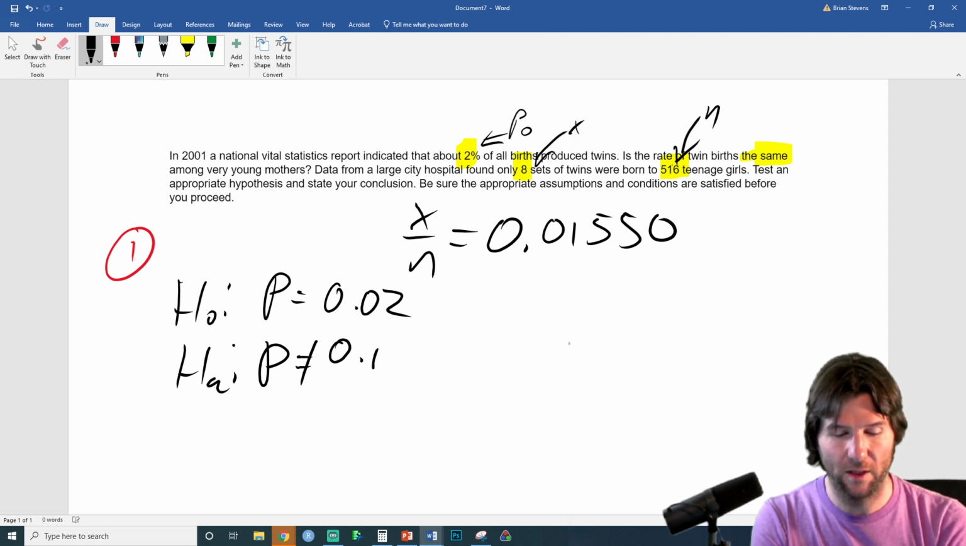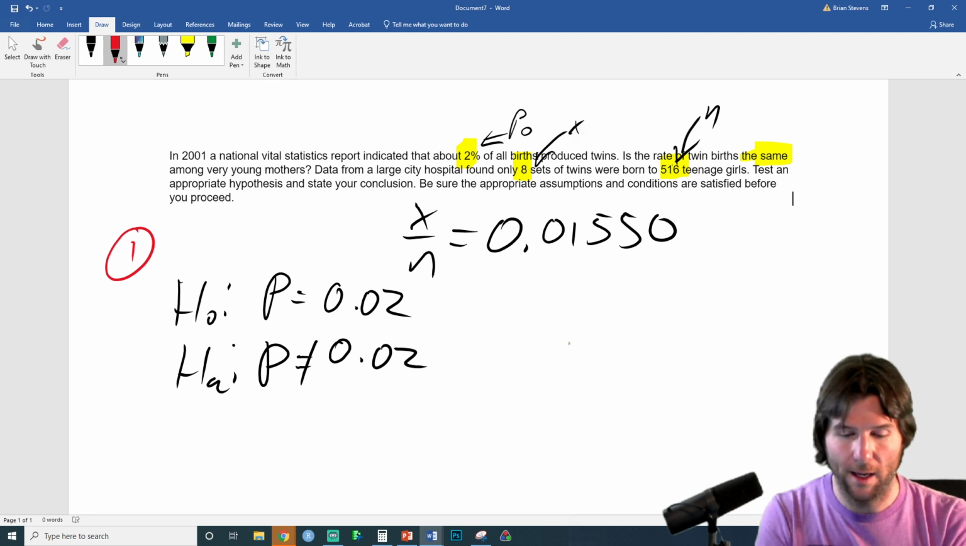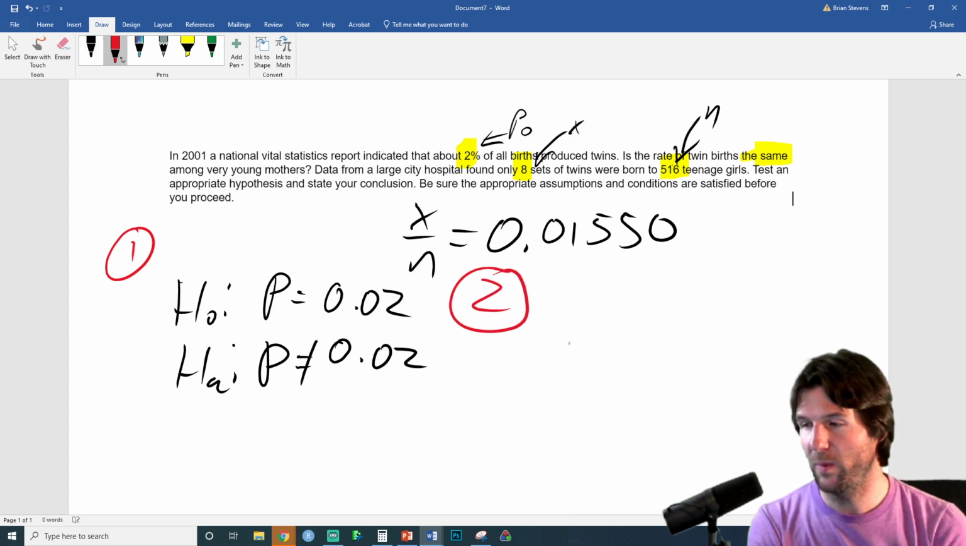So it's P equal to P naught versus P not equal to P naught. Now we're going to go right here. I'm going to write the numbers in the equation. It's P hat minus P naught over the square root of P naught Q naught over N.